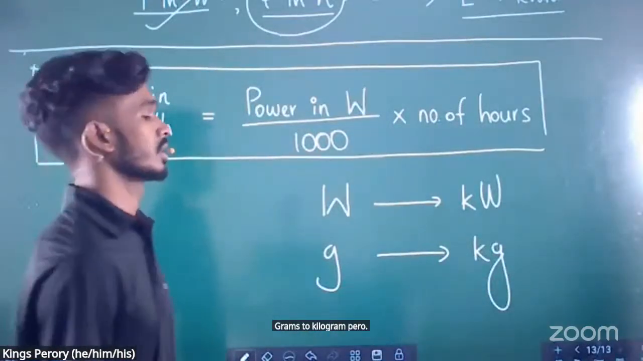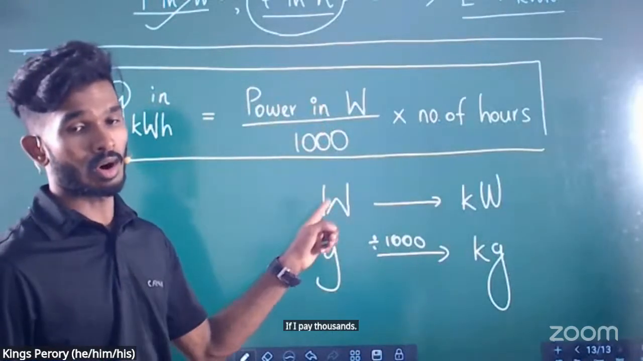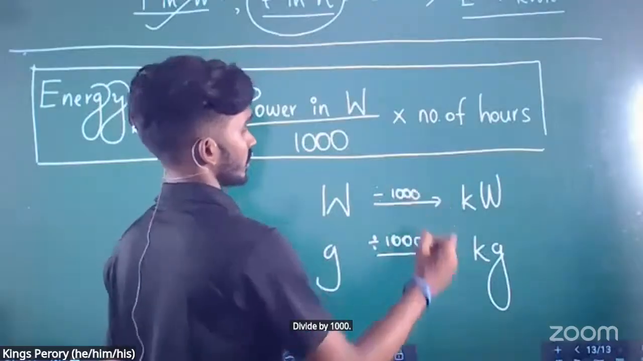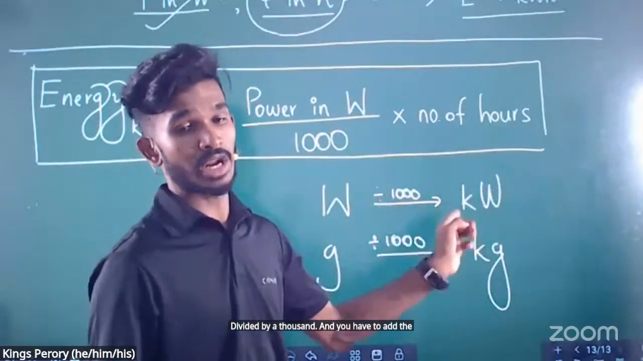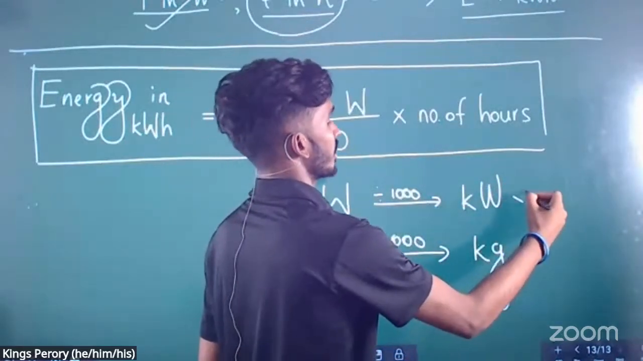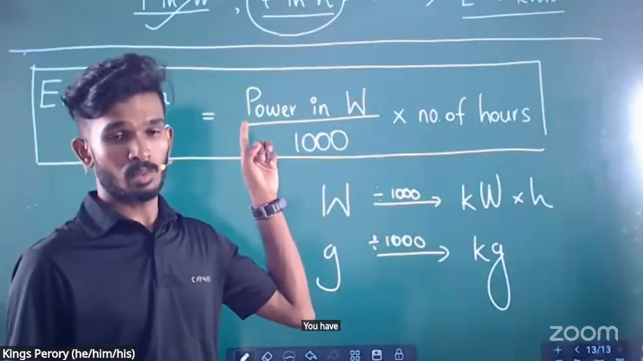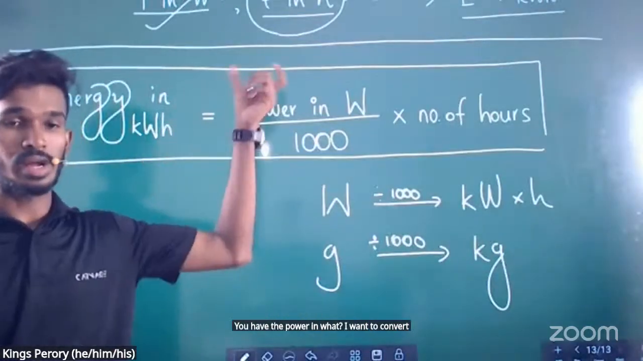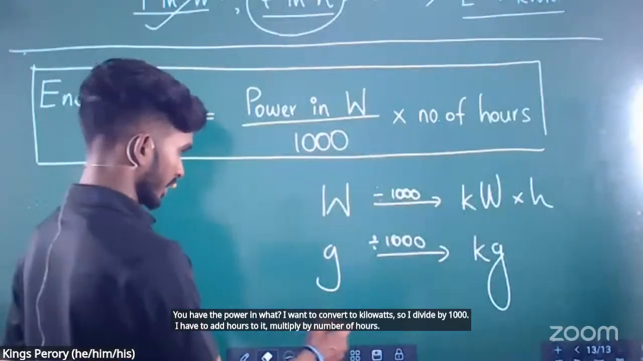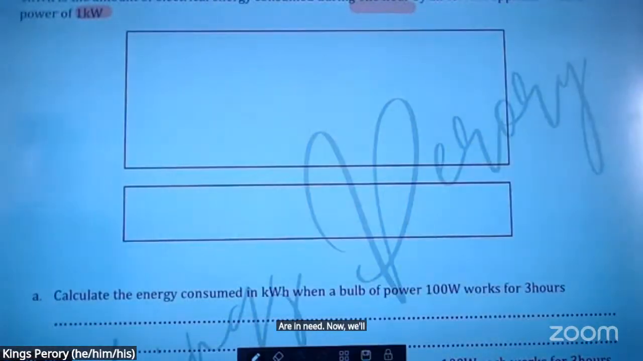Divide by 1000. Grams to kilogram, divide by 1000. You have the power in watt. Watt to kilowatt, what you have to do? Divide by 1000. And you have to add the unit hours to it. Then what you do? Multiply with hours. Understood the technique? You have the power in watt. I want to convert to kilowatt, so I divide by 1000. I have to add hours to it, multiply by number of hours. Now we'll solve some more questions.